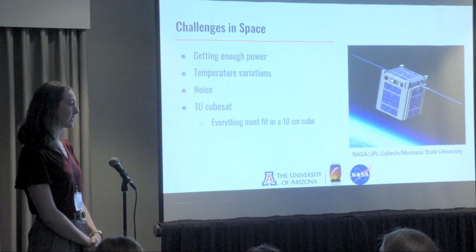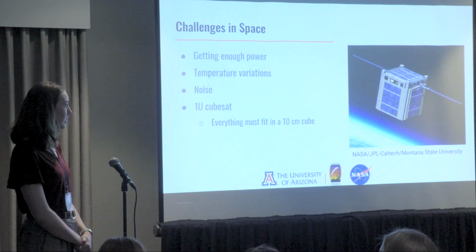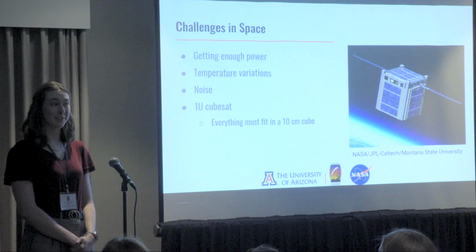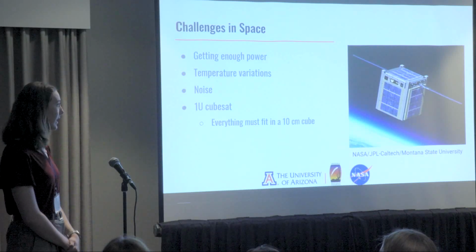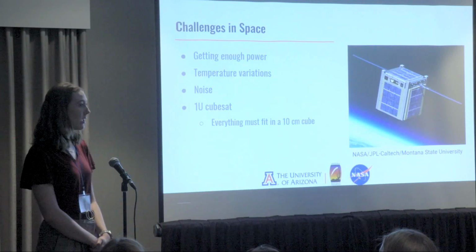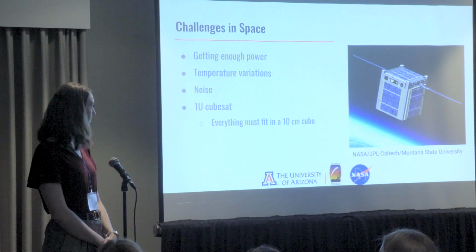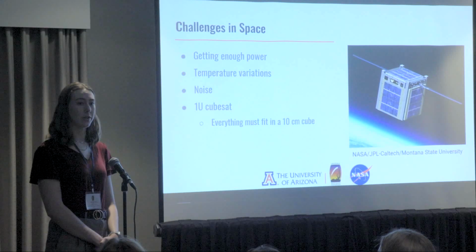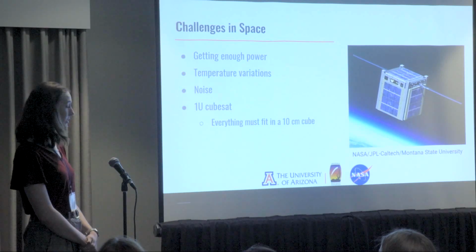Along with that, it's going to cause temperature variations. The side of the CubeSat that's facing the sun is going to get really hot, and the side that's facing away from the sun is going to get really, really cold. So we have to design all of our instruments and choose our hardware to be able to withstand those changes in temperature. There's also noise in the ionosphere, so we're going to have to filter that out either through code or physically using hardware.